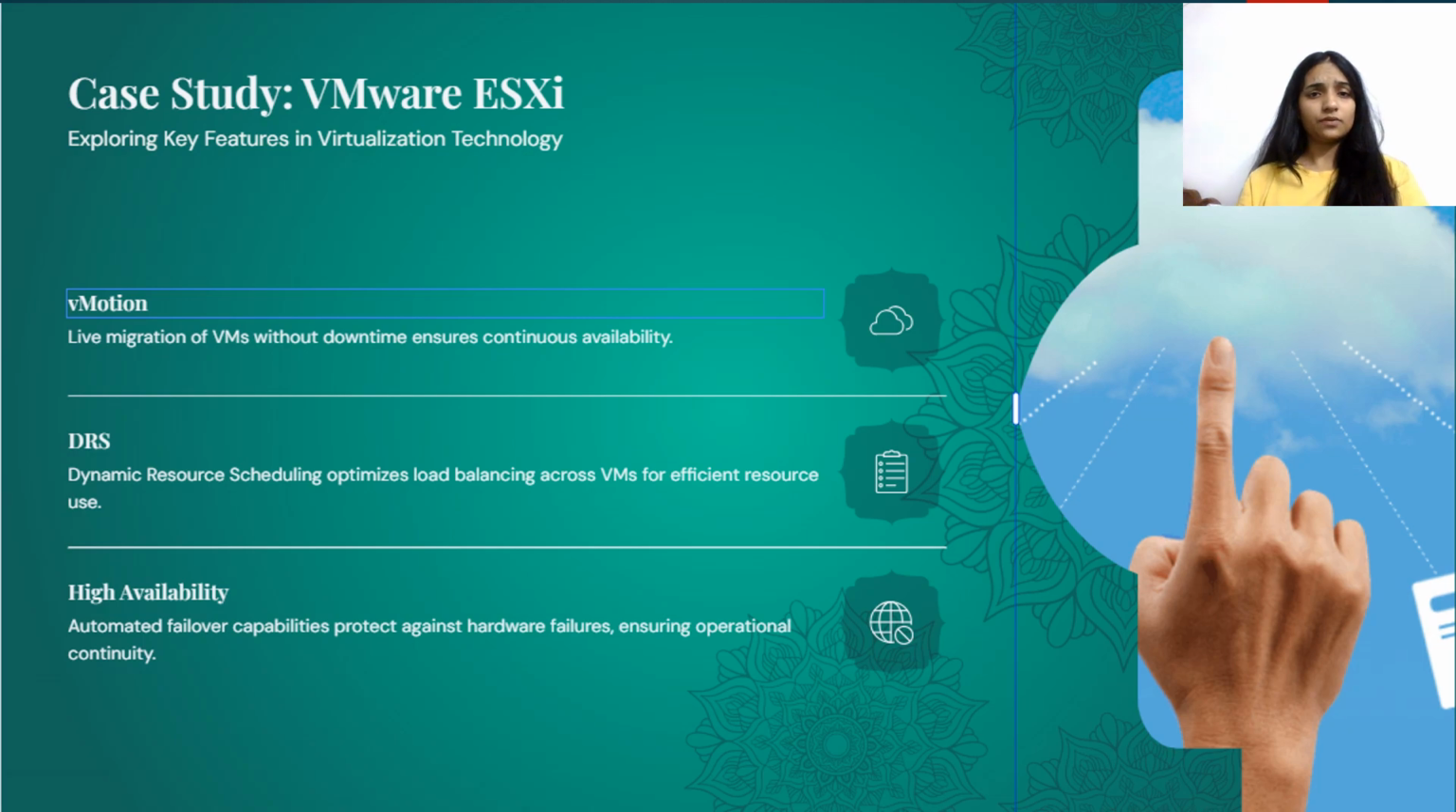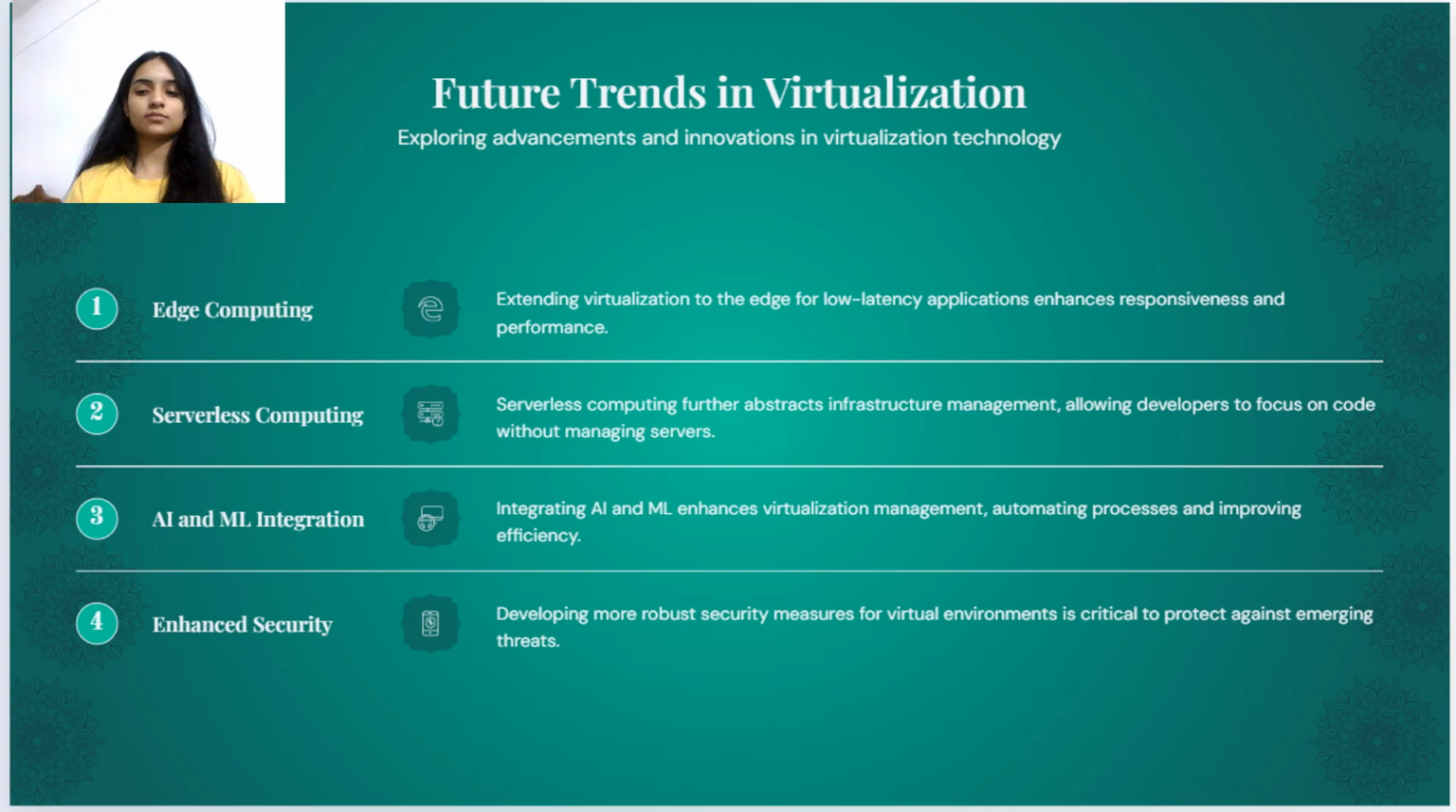Case study: VMware ESXi. Exploring key features in virtualization technology. vMotion: live migration of virtual machines without downtime ensures continuous availability. DRS, Dynamic Resource Scheduling, optimizes load balancing across virtual machines for efficient resource use. High availability: automated failover capabilities protect against hardware failures, ensuring operational continuity.